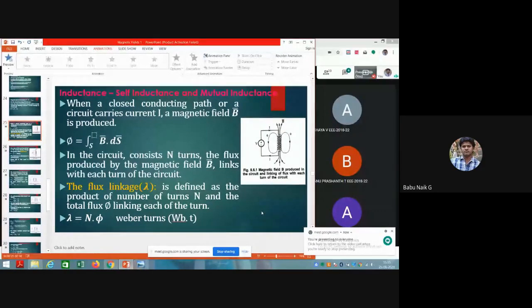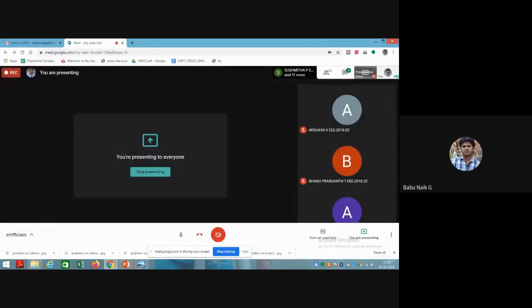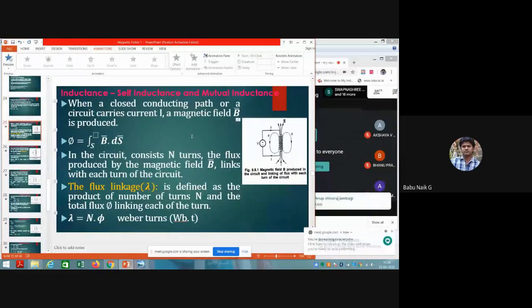Okay, so in yesterday's class we discussed inductance, that is self-inductance and mutual inductance. Before that, we also saw the boundary conditions, what will happen to the magnetic field or magnetic flux density. Now the last concept in this chapter is about inductance. I think it is a simple topic.